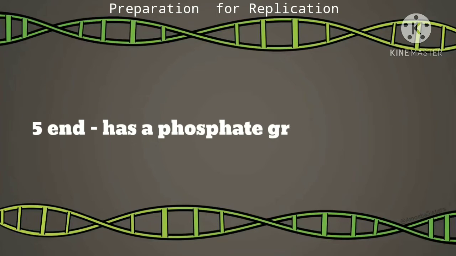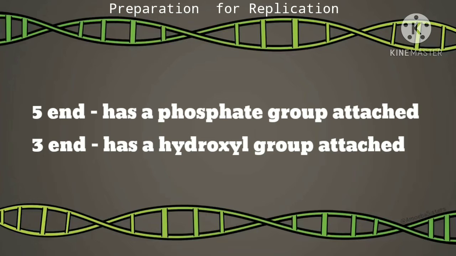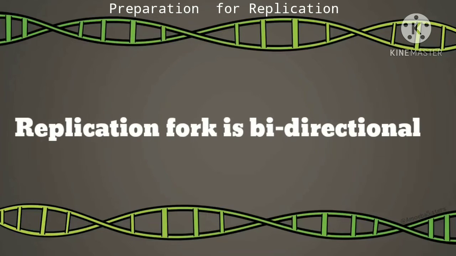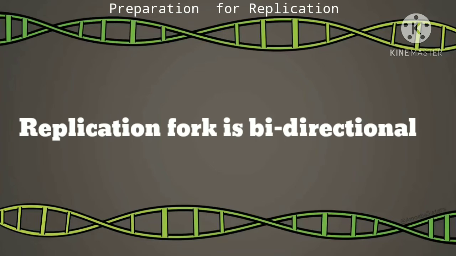The 5' end has a phosphate group attached, while the 3' end has a hydroxyl group attached. This directionality is important for replication as it only progresses in the 5' to 3' direction. However, the replication fork is bidirectional.